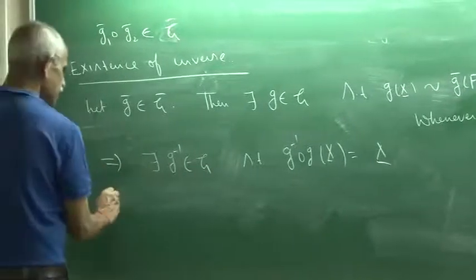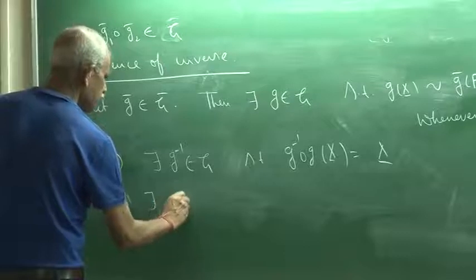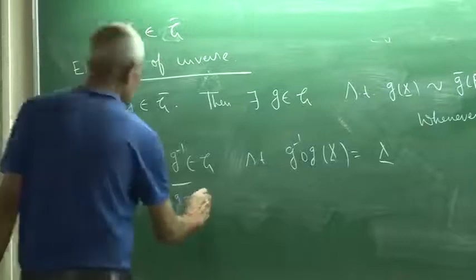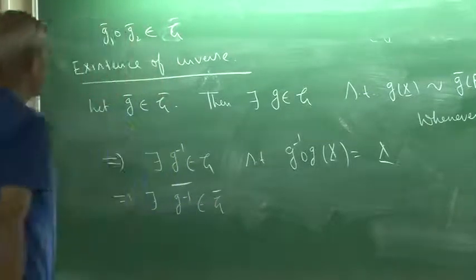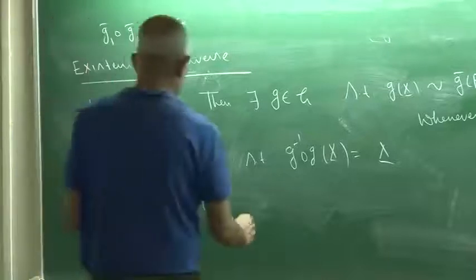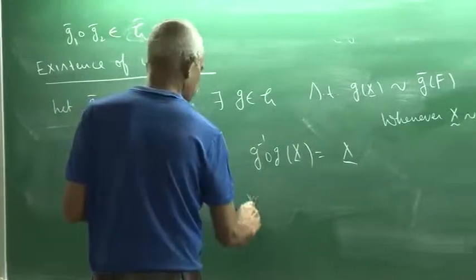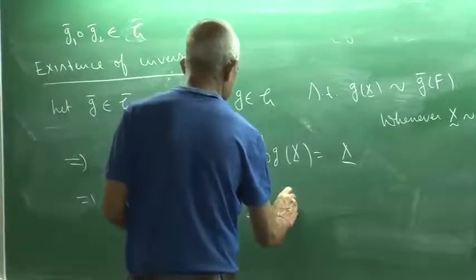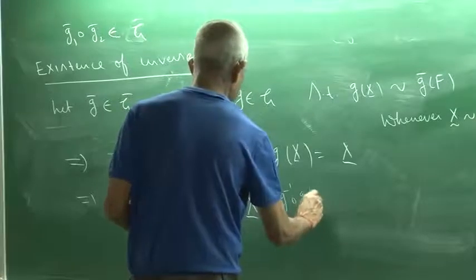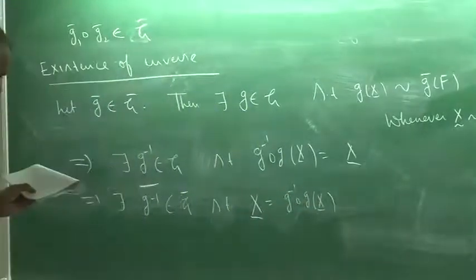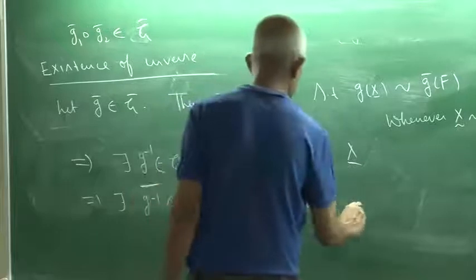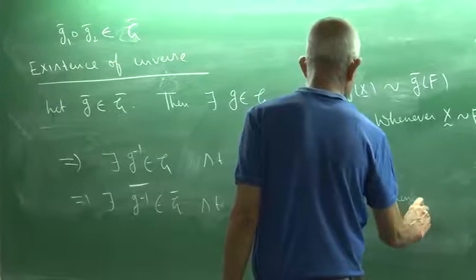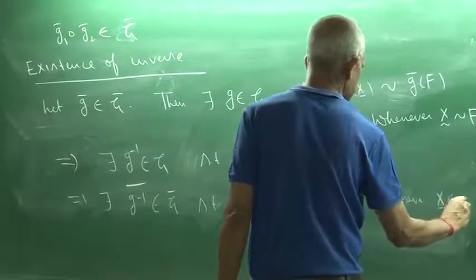Now, if G inverse is in G, there exists a G inverse bar of G inverse belonging to G bar such that x, which is G naught G inverse x, belongs to P whenever x belongs to P.